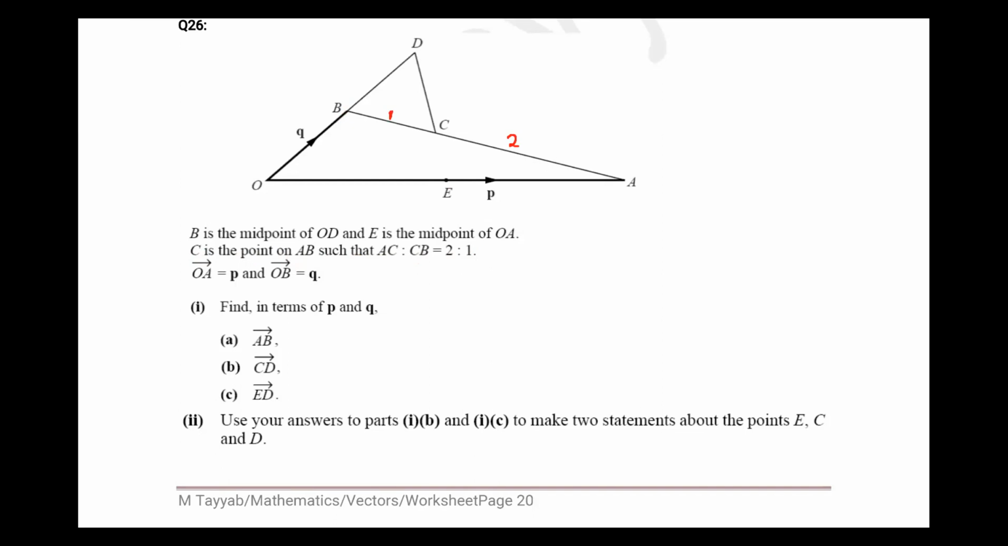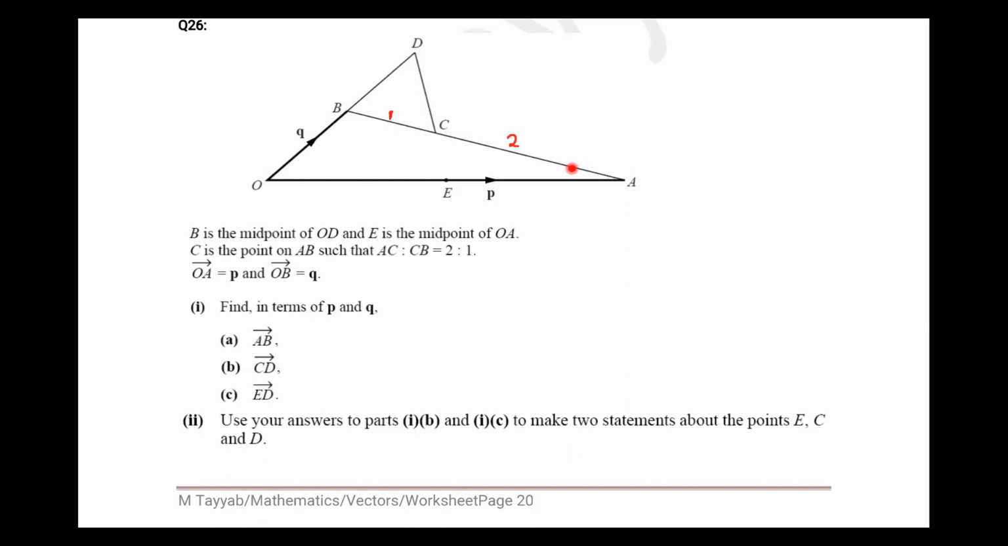If OA vector is P, then you can tell that OE will be half of P. Secondly, here OB vector is Q. So if OB vector is Q, then BD vector is also Q, because B is the midpoint. And overall, if I ask you about vector OD, OD will be 2Q. Okay, fine. Part 1, find in terms of P and Q the vector AB.